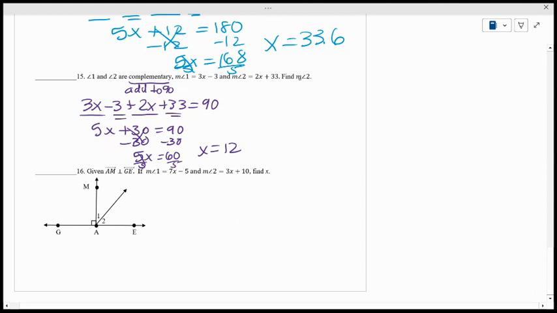But you don't circle that because it says find measure 2. Find the measure of angle 2. Well, measure of angle 2 is 2x plus 33. So you have to take x out and put 12 in. Plug that whole thing into your calculator, and you get 57 degrees.